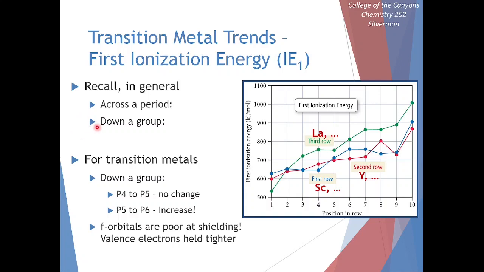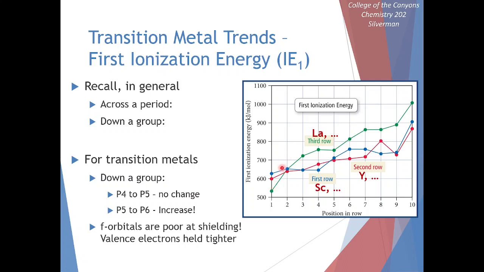When we're starting to look at going down a group for our transition metals, we see very little change between the first row and the second row. Period 4 and period 5 on the periodic table, there's not that much of a change. Turns out the ionization energies are relatively similar for period 4 and period 5. Once we get to the lanthanide row, that third row on the periodic table, we call this period 6. Well, when we jump up to period 6, we have an increase in ionization energy.